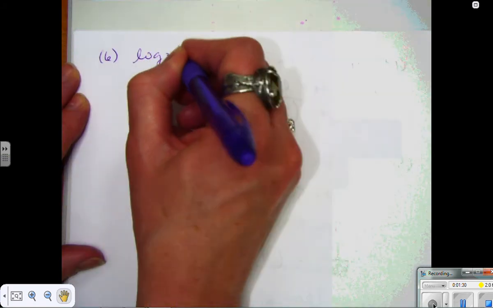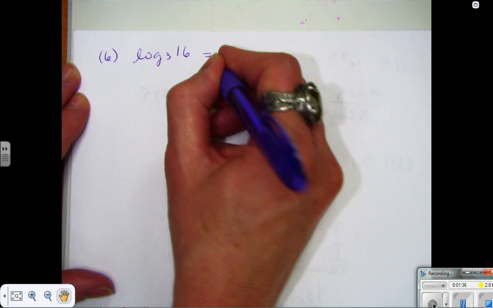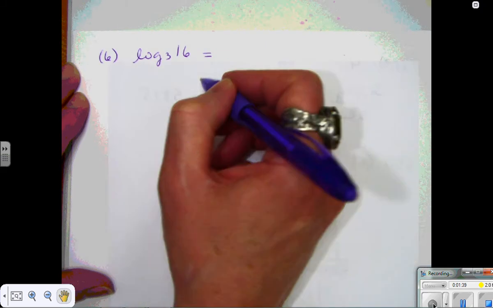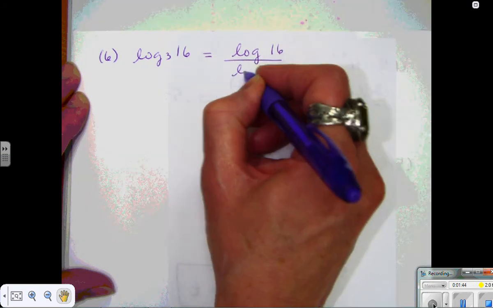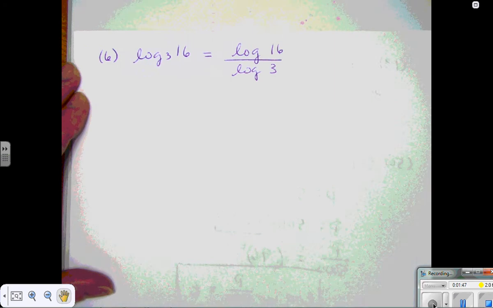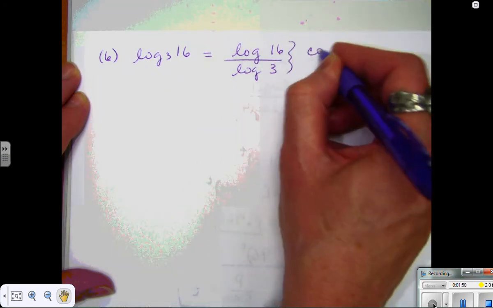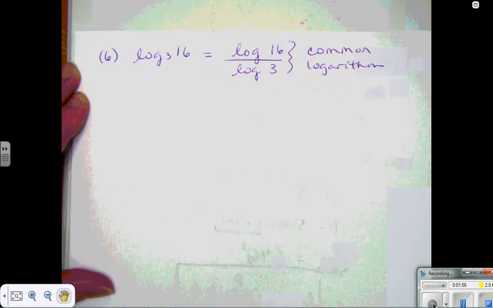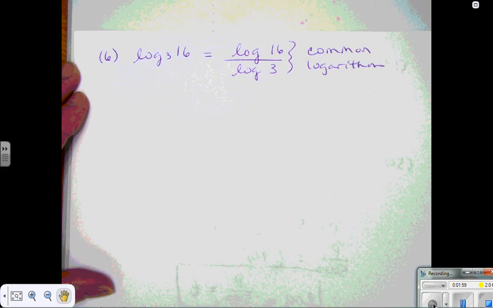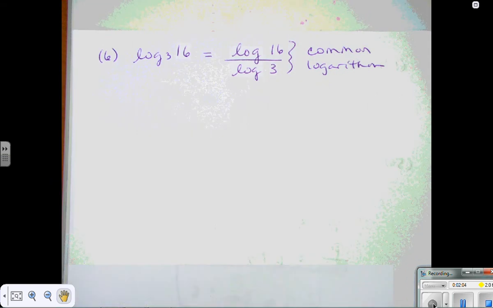So on number 6, you have log base 3 of 16. Okay, and we're going to enter in a common logarithm because most calculators are in base 10. So I'm going to change it to base 10. Log 16 over log 3 changes that to base 10. Okay, so this is what is called the common logarithm. So when you hear me talking about a common logarithm, or the book is talking about a common logarithm, that's what it means. It's the fraction, okay? And then you're just going to enter it into your calculator.